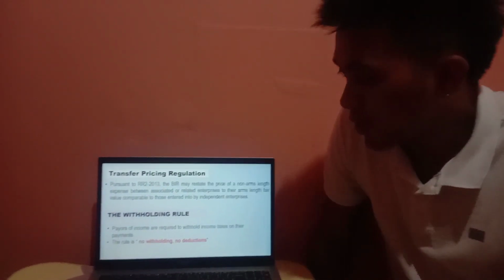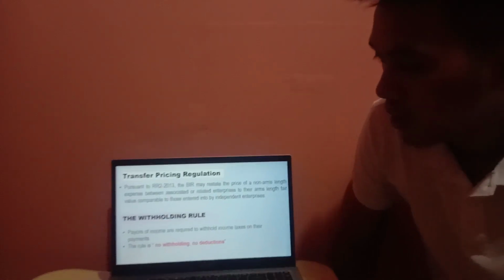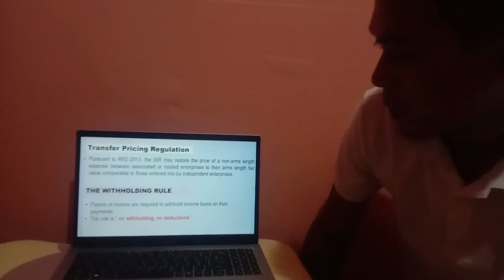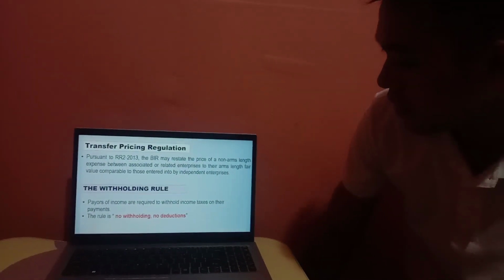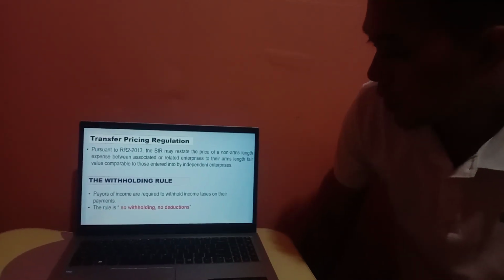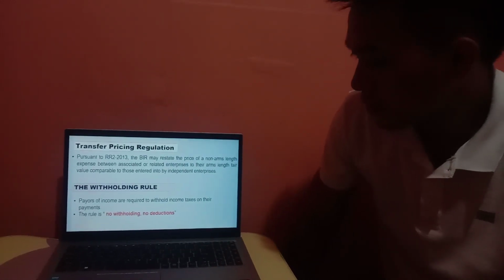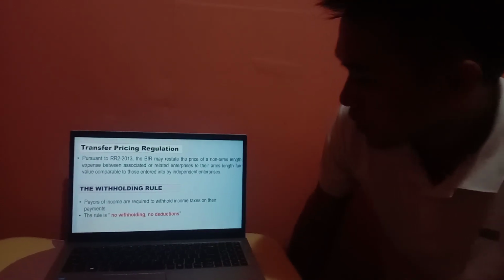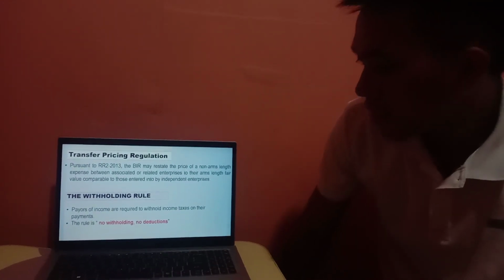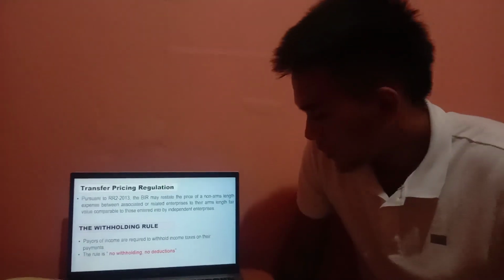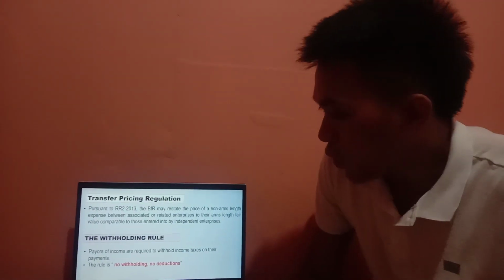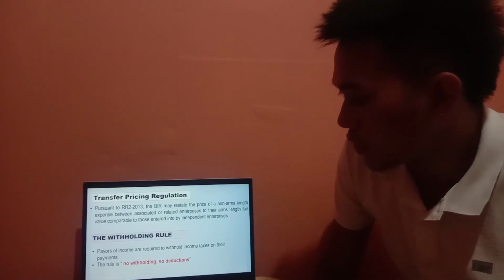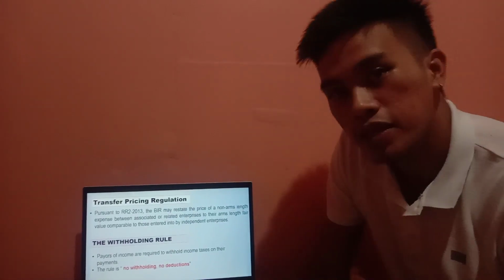Next, we have transfer pricing regulations. Pursuant to RR 2 2013, the BIR may restate the price of the non-arm's length expense between associated or related enterprises to their arm's length or fair value, comparable to those entered into by independent enterprises. So, the BIR can restate the price between associated or related enterprises.